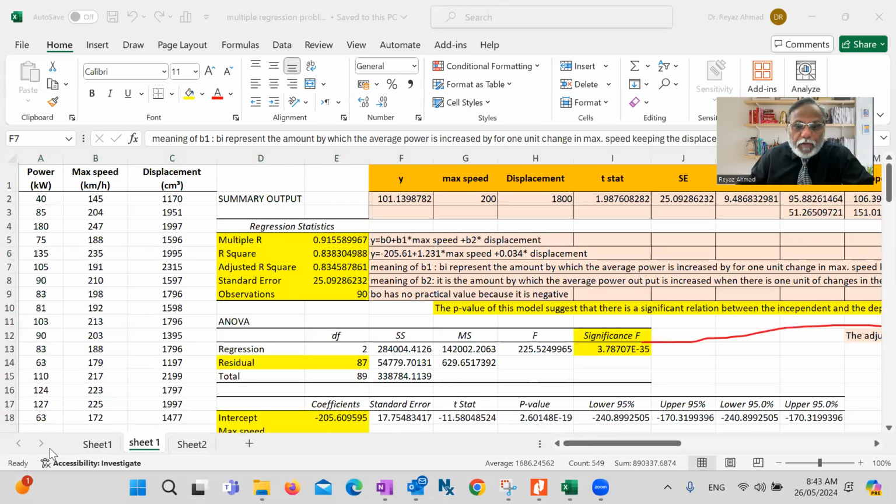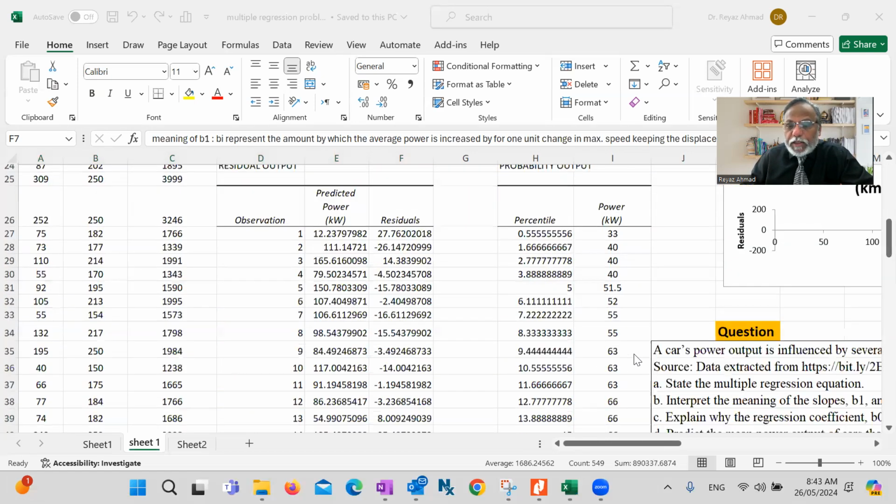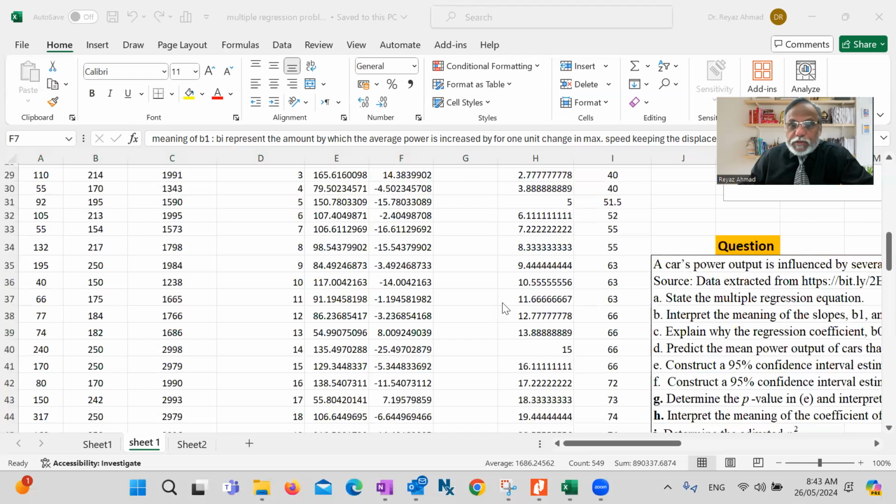So I have already given the answer over here. I'm not copying this answer. You can easily go through this one. So we have already answered the question B.